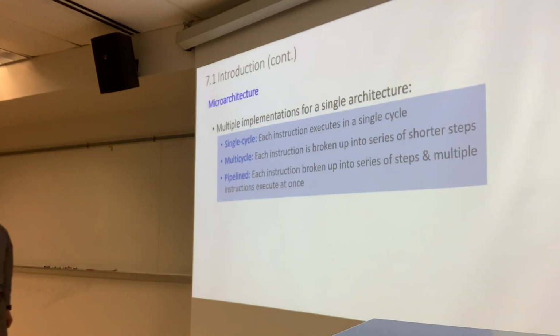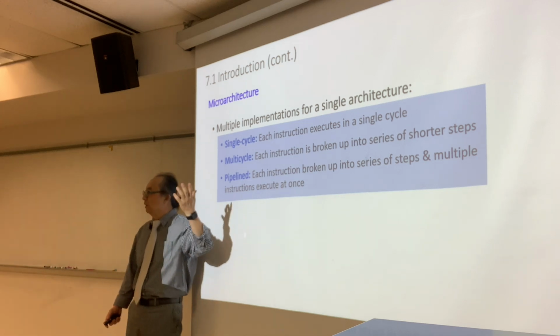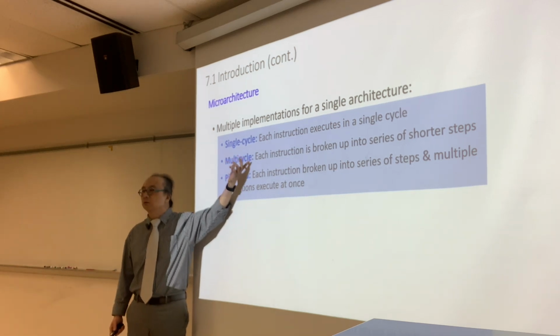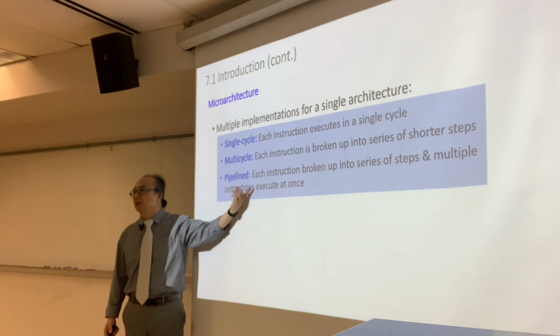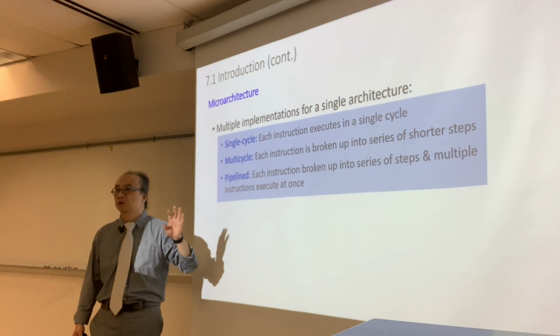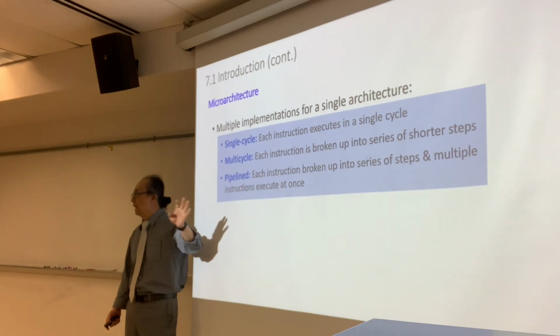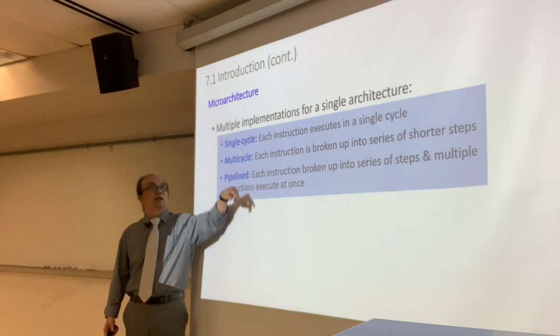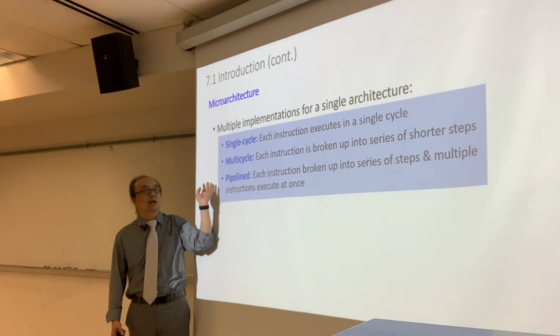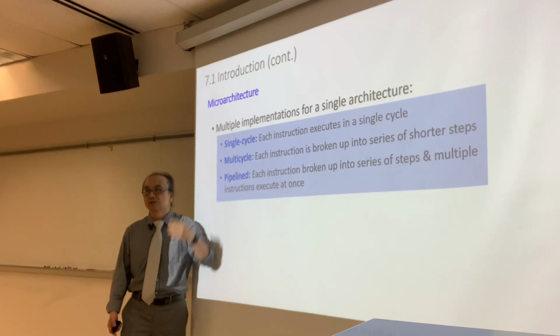For the multiple implementations of a single architecture, typically we go from single cycle, then multi-cycle, and then pipeline. Our class's multi-cycle is a little bit different from the single cycle and a little bit different from the pipeline diagram. That's why I'll focus on single cycle and pipeline. Pipeline is based on the single cycle.